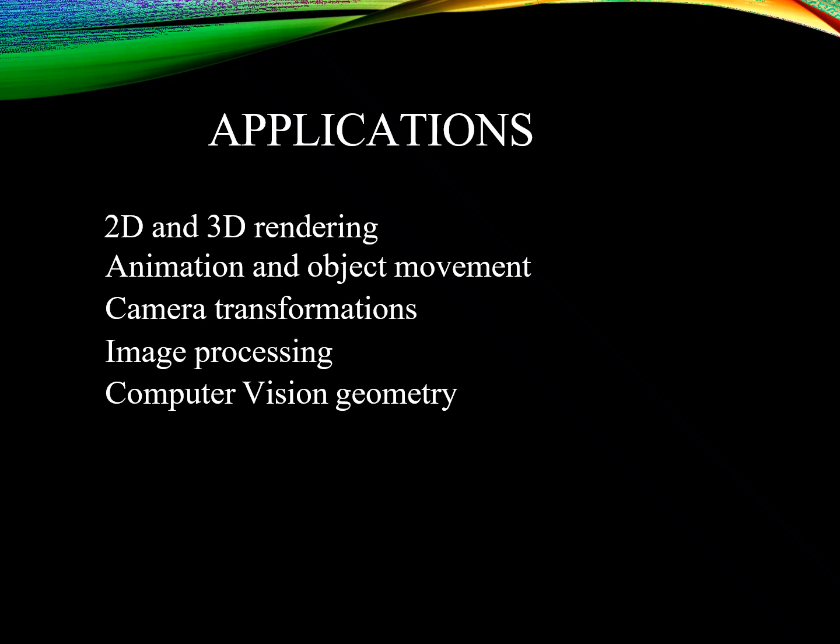Now let's move on to some of the applications. These concepts have many practical applications. In computer graphics, they are used to render two-dimensional and three-dimensional scenes. In animation, they help move and rotate characters naturally. Camera transformations in gaming and virtual reality also rely on matrices, and image processing uses transformations for resizing, rotating, and correcting images. So, in computer vision, geometric transformations are essential for object tracking, image registration, and feature matching.